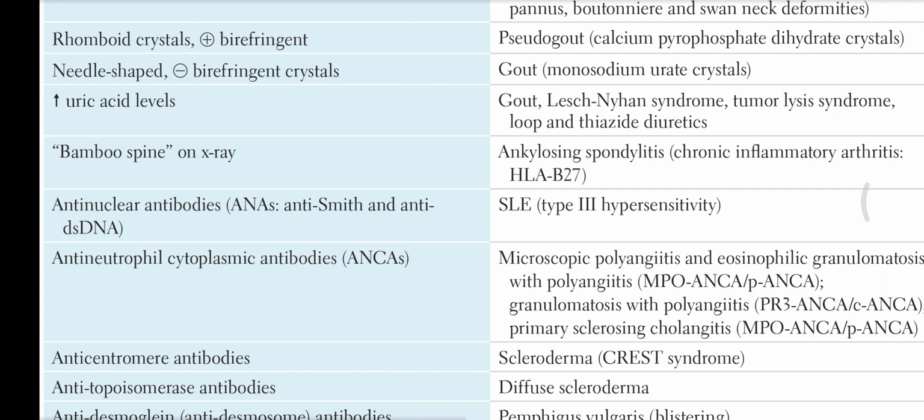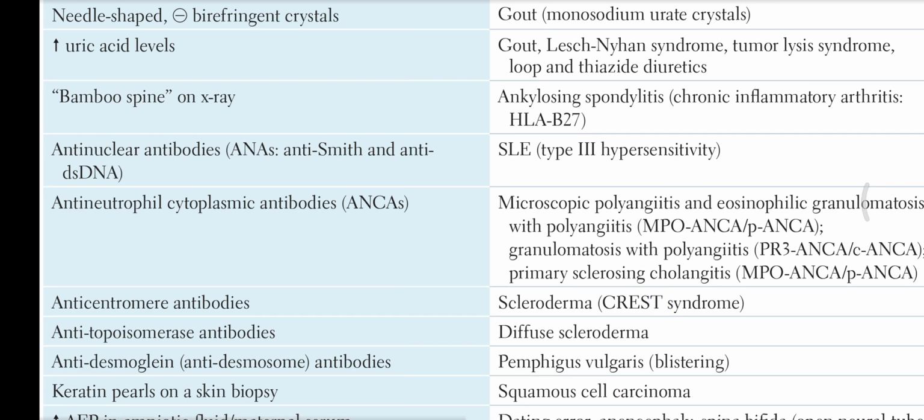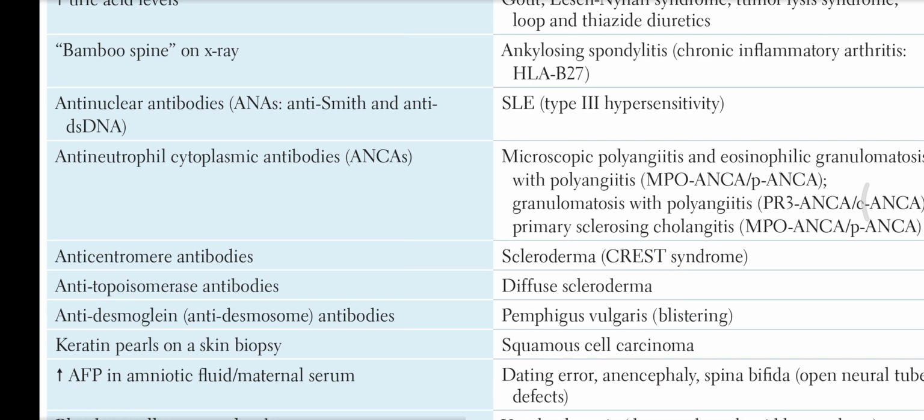Bamboo spine on X-ray: ankylosing spondylitis, a chronic inflammatory arthritis, HLA-B27. Anti-nuclear antibody ANA, anti-Smith and anti-dsDNA are seen in SLE, type 3 hypersensitivity.